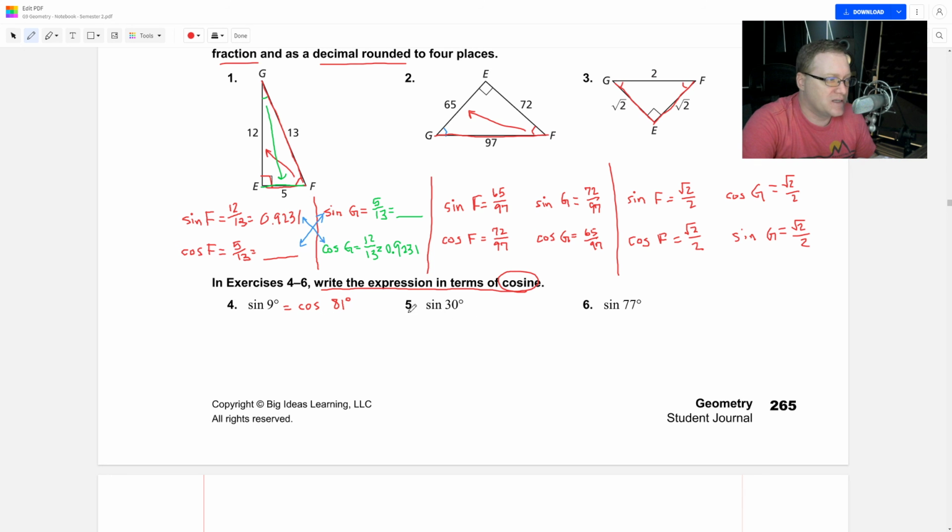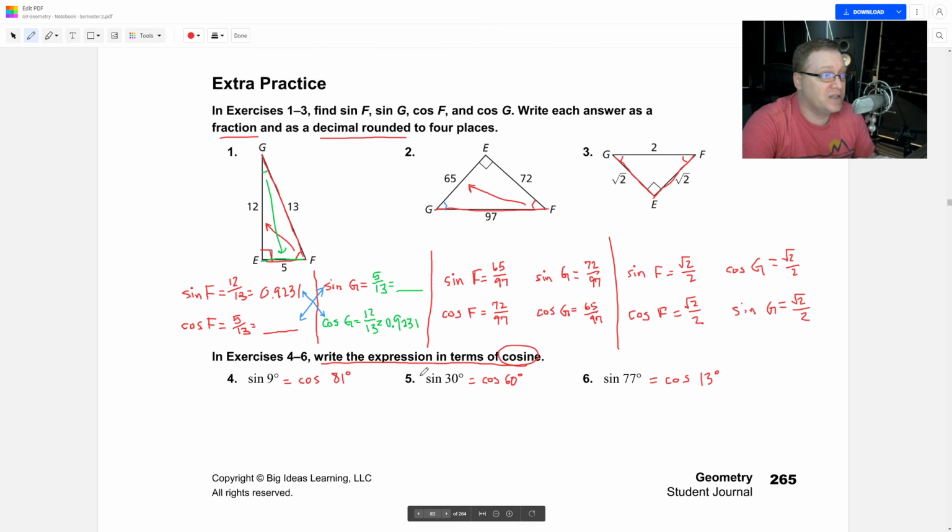All right. Next, sine of 30 degrees. What is the sine of 30 degrees? Well, it's going to equal the cosine of what? 90 minus 30, which is 60 degrees. So the sine of 30 degrees equals the cosine of 60 degrees. And then finally, here we have the sine of 77 degrees. Well, that's going to equal the cosine of 90 minus 77, which is 13. So it's going to be cosine of 13 degrees. And that's it. We're done.